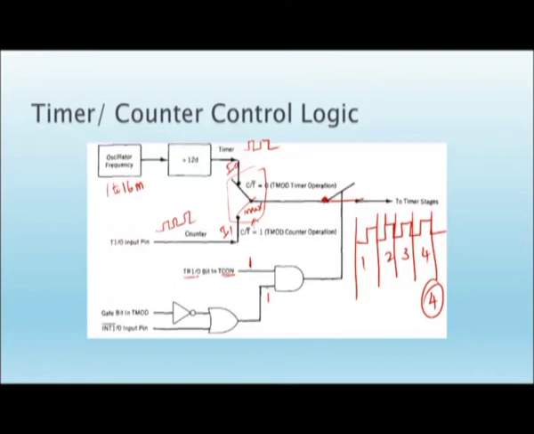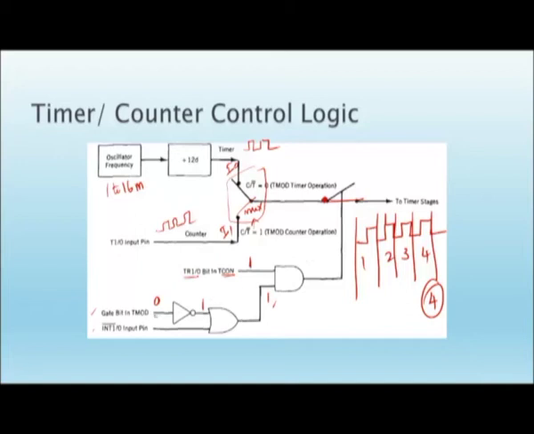So, the other input in the AND gate depends on the gate signal and the INT signal. The gate signal should be 0. If it is 0, automatically the signal is 1, because of the OR gate: if any one of the inputs is 1, we will get the output as 1. So, this signal will be passed.